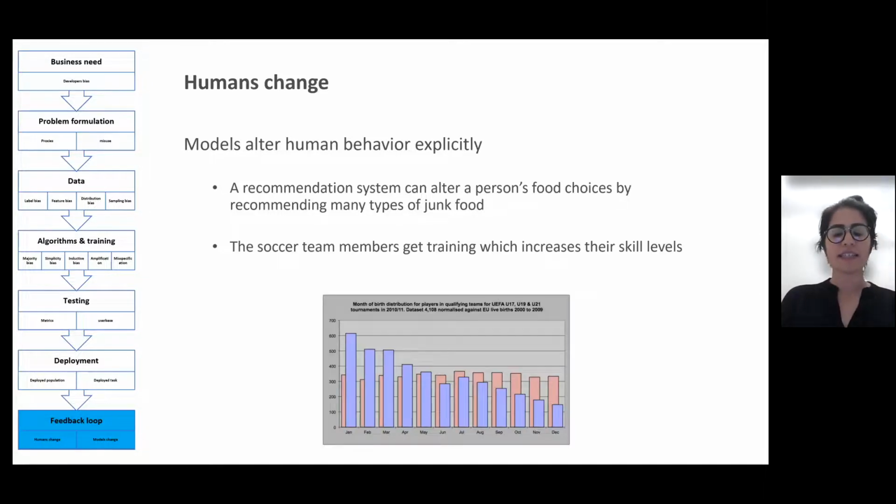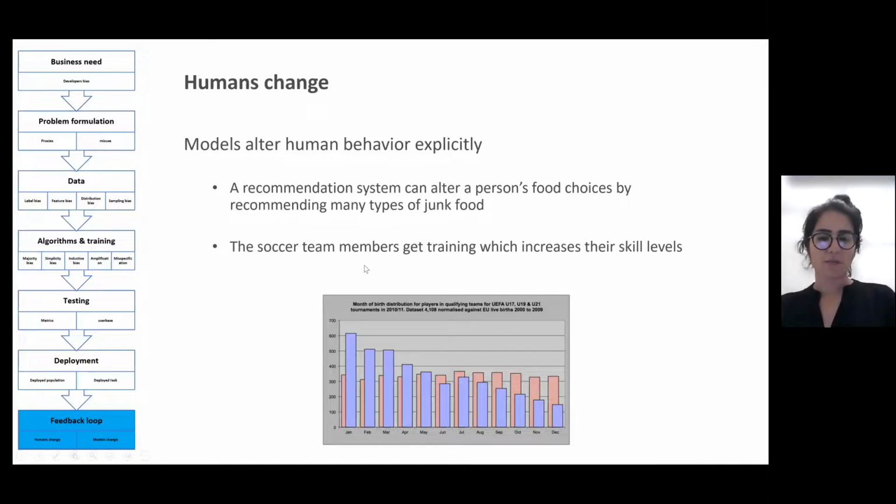Another example is that if your model causes a person to go through some training, then of course it changes their skill level. For example, if you have a model that decides whether a person qualifies to join the soccer team or not, then when the person joins the soccer team, it changes their skill level.